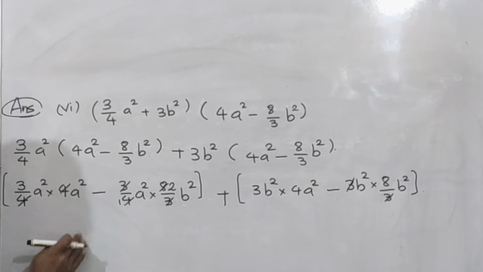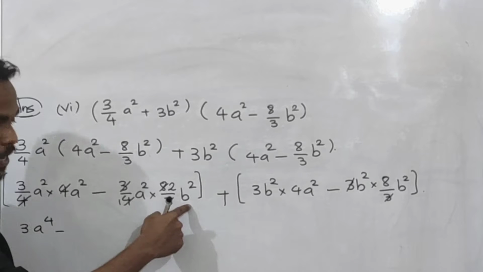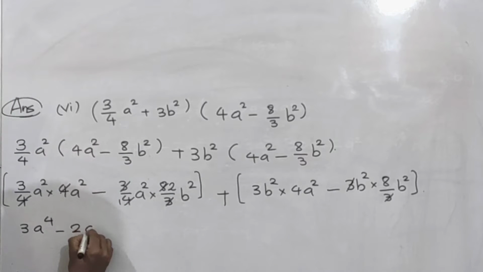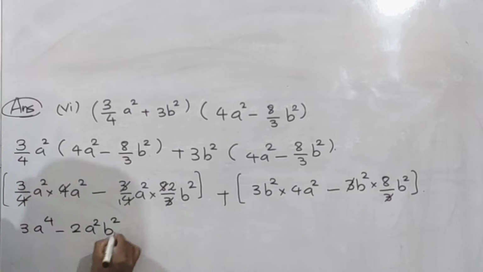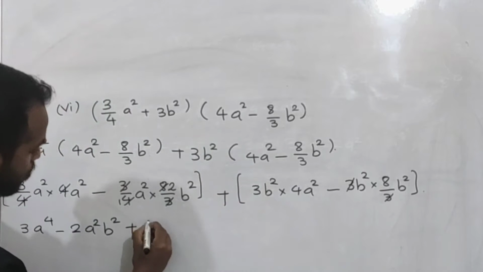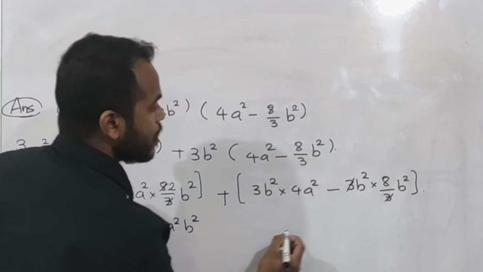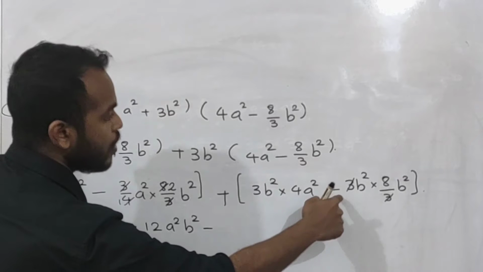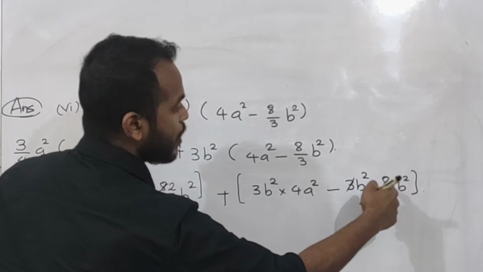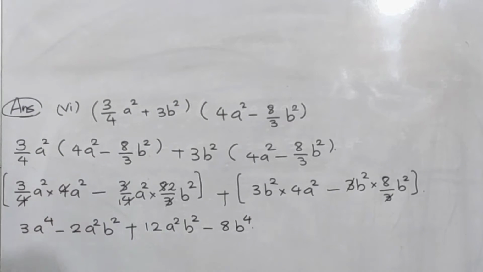So let's write the remaining summarized. We have a 3 in the numerator and a square into a square, that will be a raised to 4. Then going to the next term, we have an a square here, we have a b square here, and we have a 2 here. So it will be 2a square b square plus 3b square into 4a square. 3 into 4 is 12. So that is 12a square b square. And we have 8. We have a negative symbol, so that will be b square and an 8, that is 8b raised to 4. Why? b square and b square is b raised to 4.